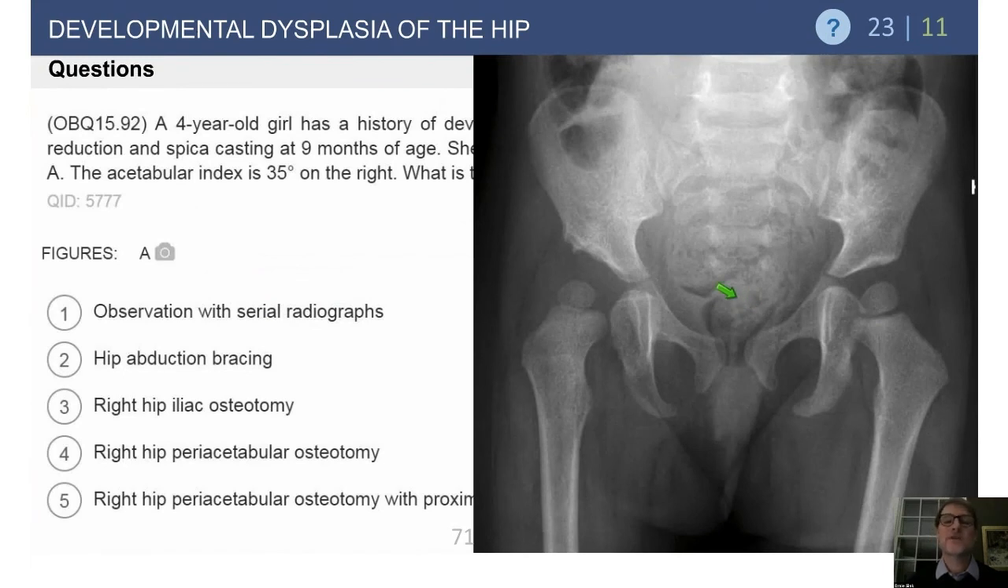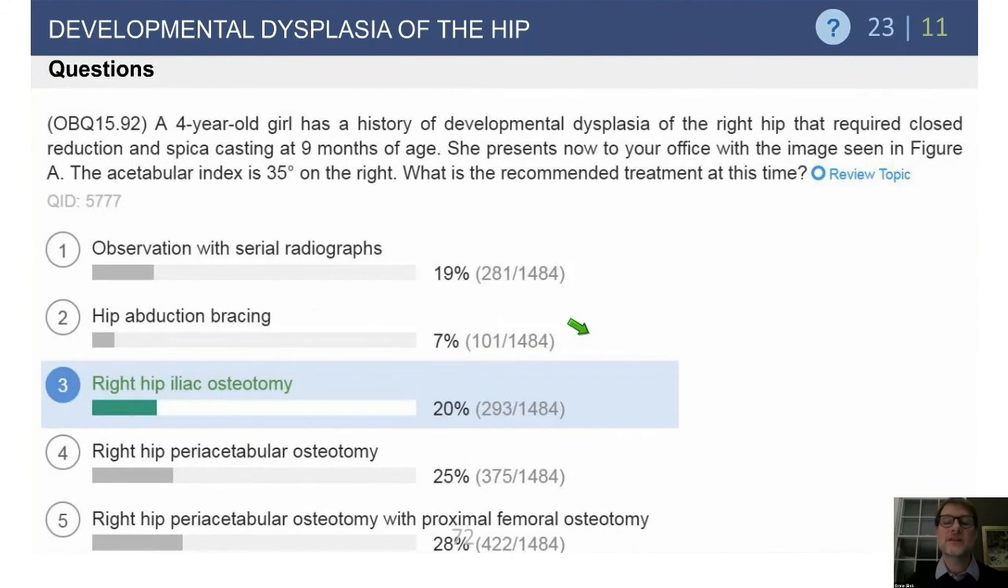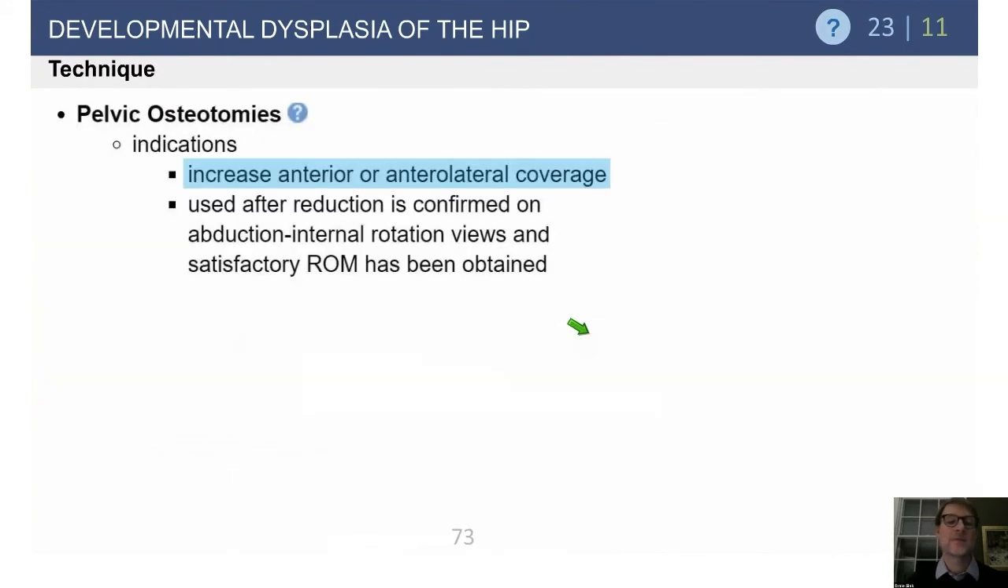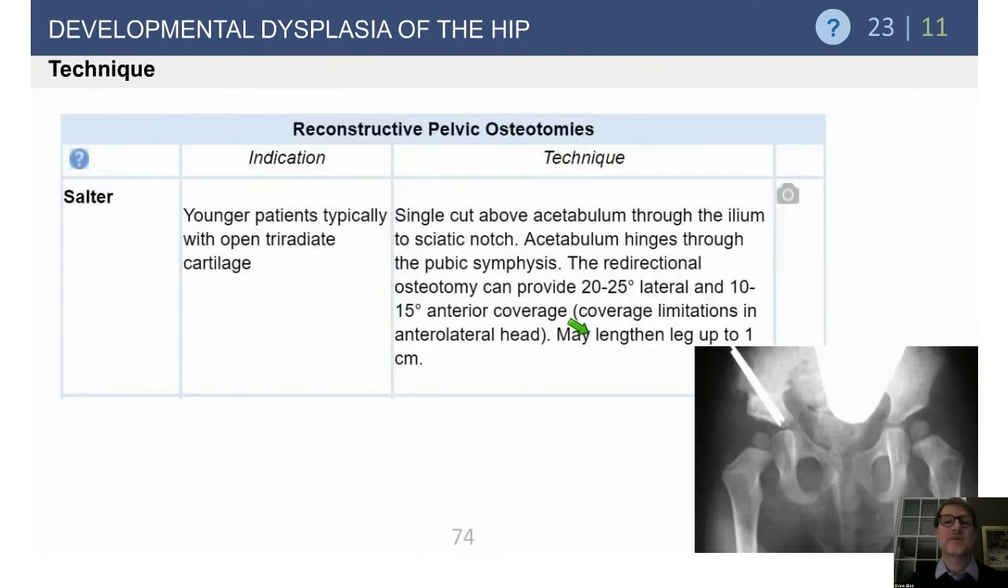So here's a child, a 4-year-old girl, and over time as you watch this hip, this acetabular index has not changed. And if you look, Shenton's line is broken even on the normal side because she's only 4, but on this side it's a lot worse, and usually in this hip that hasn't improved, we would recommend an iliac osteotomy. So the indications for pelvic osteotomy are increased anterior and anterolateral coverage.